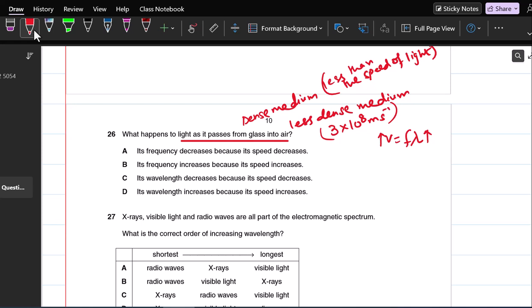Frequency remains constant. So which option is going to be right? Its wavelength increases because its speed increases. Yeah, D is appropriate here.